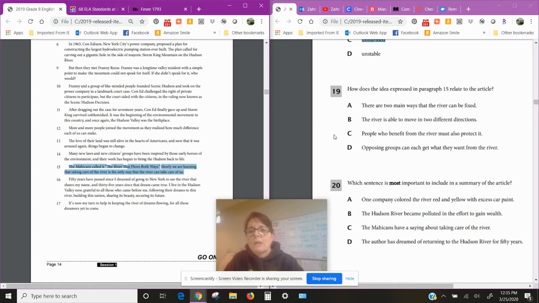All right, D, opposing groups can get what they want from the river. Well, that word opposing just throws me right off because there's no opposition in that particular paragraph. There's nothing that's opposing anything. This is a positive paragraph. That's a negative statement. So looking at this, what would your guess be? You can write it down, and then before I tell you what it is, you can check yourself if you got it right. I'll give you a few seconds.